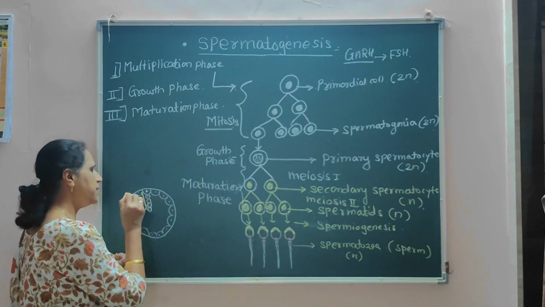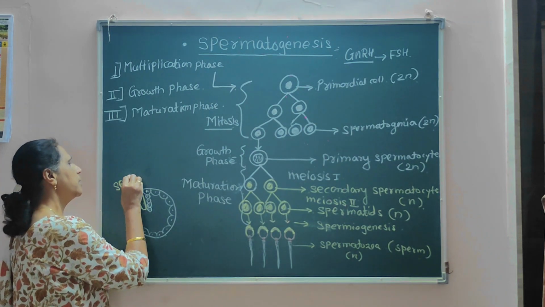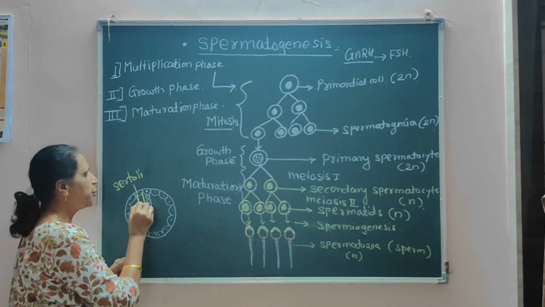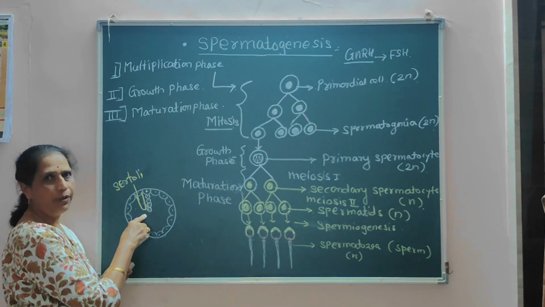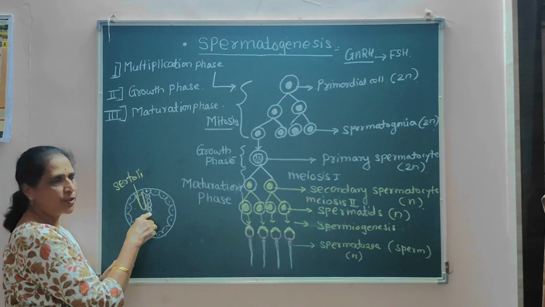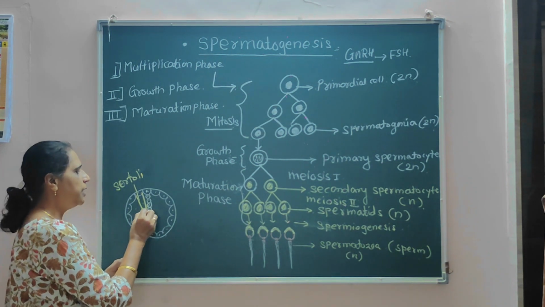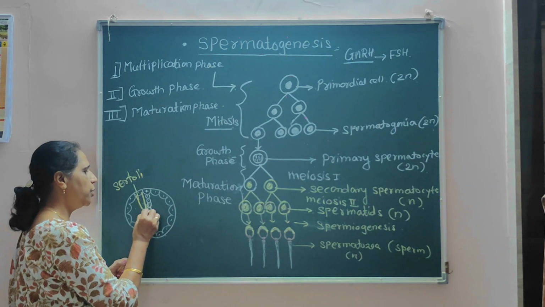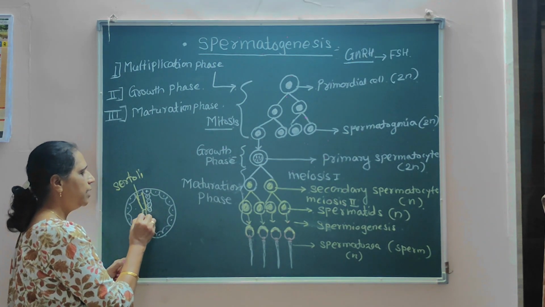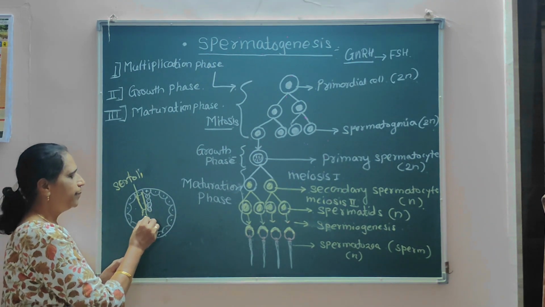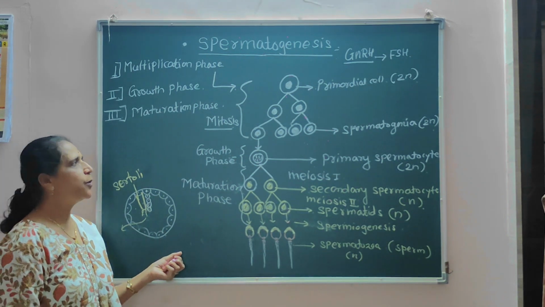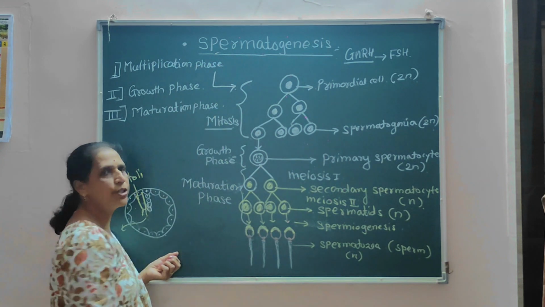For this process, the Sertoli cells help. The Sertoli cells provide nutrition to the developing sperms. When the sperms or spermatids are formed, the heads of these sperms attach to the Sertoli cells and the tails hang into the lumen, and then they are released from the seminiferous tubule. So this process is called spermatogenesis.